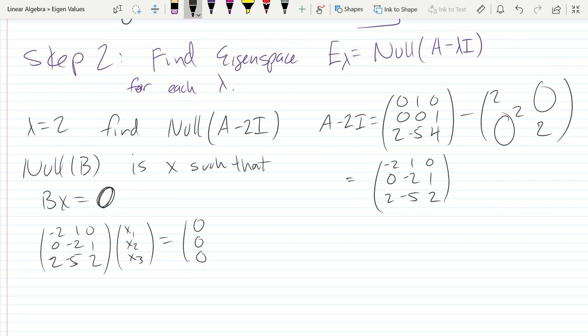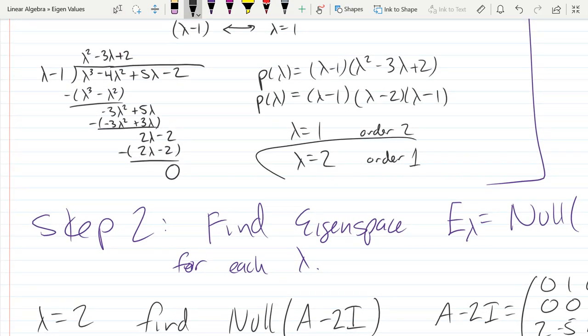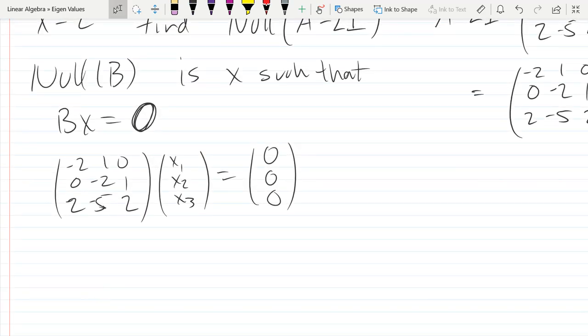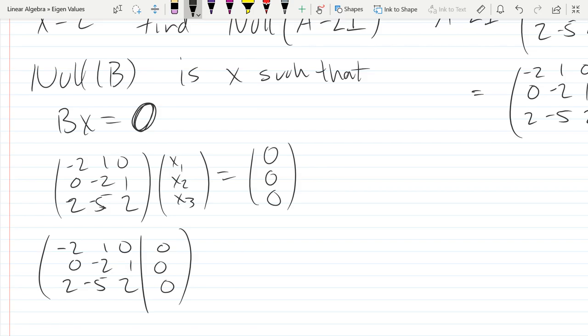All right, so we're just going to write in minus 2, 1, 0, 0 minus 2, 1, 2, negative 5, 2. I'll just go x1, x2, x3, and this needs to equal 0, 0, 0. So there's our Bx equals 0 right there. All right, solve this. How many free variables are you expecting? None. So if we have none, we don't have an eigenvalue. So it is at least one. So there should be, if we look back, it should be the same as the order. So we are expecting one free variable now. When we do lambda is one, we're going to hopefully get two free variables. So you should be expecting one free variable as you go.